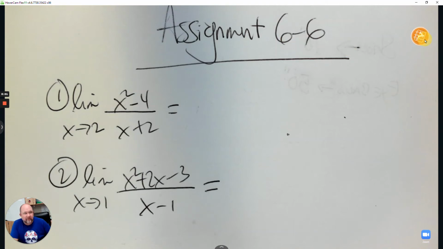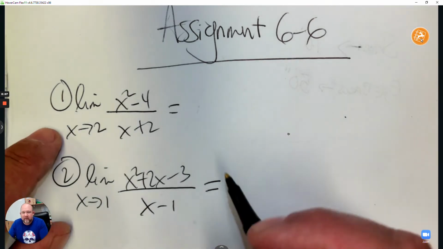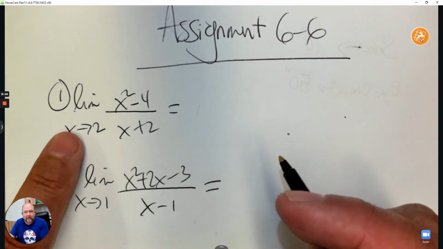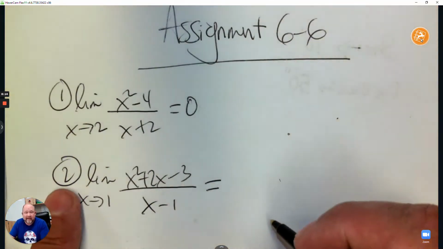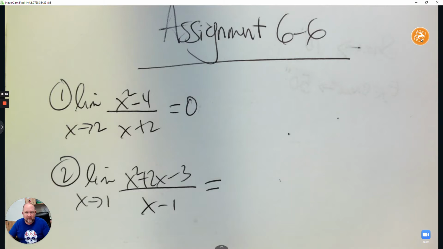All right, assignment 6.6. As always, you should press pause, do it first yourself, then press play for each question. A limit question, we first just evaluate at the numbers. So in other words, evaluate at 2, that's 0 divided by 4, so the answer is 0. Write down, press pause, write down number 2.